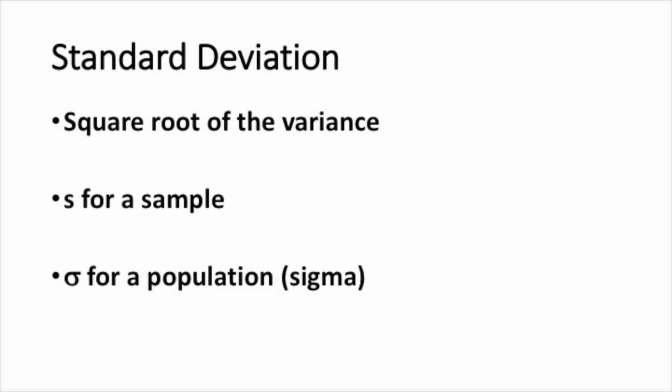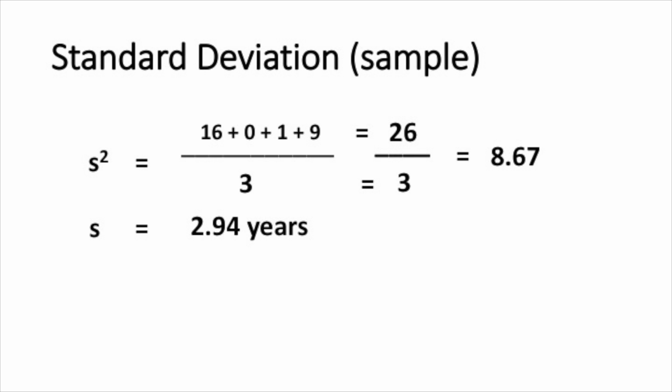The standard deviation is the square root of the variance, which means that it's expressed in the same units as the variable itself. If you have a variable that's measured in dollars, the standard deviation is measured in dollars too. Going back to our original data set, which had a variance of 8.67, the standard deviation is 2.94 years, which is the square root of the variance that we found.